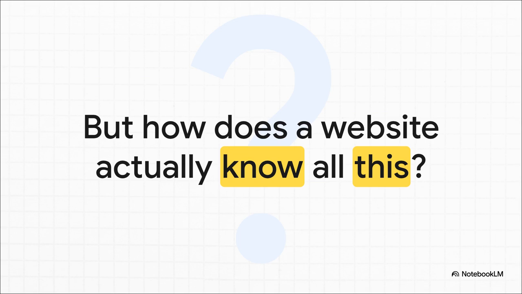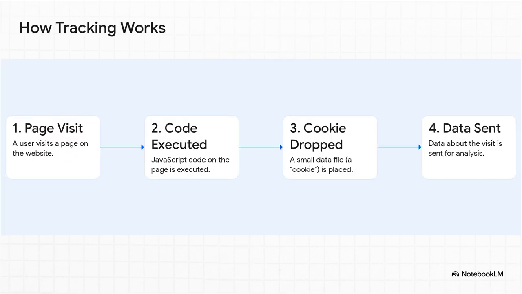How is a website actually tracking all this information? Well, it all happens in the blink of an eye, really. The moment you land on a web page, a little piece of code runs in the background. That code places a tiny data file onto your browser, and then that file sends anonymous info about your visit, like what you clicked or how long you stayed, back to an analytics tool to be analyzed.